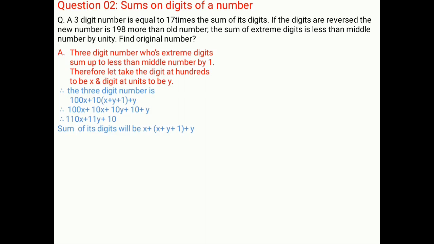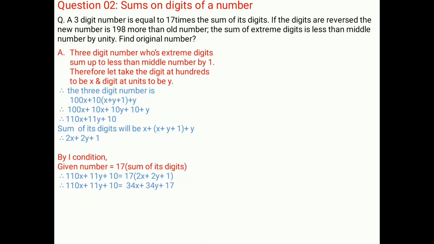Now let's take the sum of its digits, which will be x plus (x plus y plus 1) plus y. Solving this, I get 2x plus 2y plus 1. By the first condition, the given number is 17 times the sum of its digits. Therefore, 110x plus 11y plus 10 is equal to 17 into (2x plus 2y plus 1). Solving this, I get 110x plus 11y plus 10 is equal to 34x plus 34y plus 17.